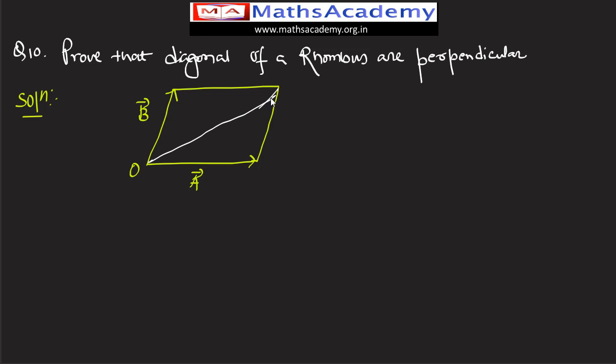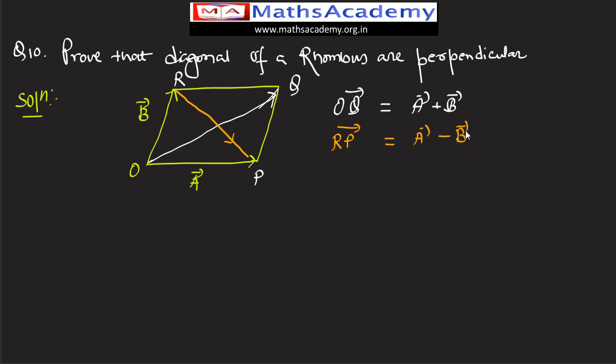Now here, if I call the points OPQR, then the vector OQ is nothing but A vector plus B vector. Now take this diagonal, RP. So the RP vector we can write as A vector minus B vector. If you have any doubt, you can write it this way: B vector plus RP vector is equal to A vector by the triangle law. From here you can calculate RP.